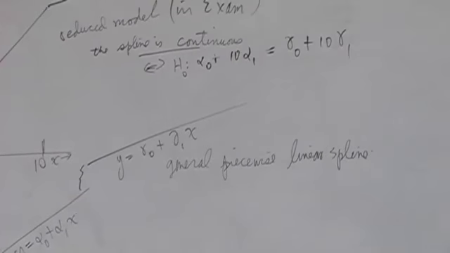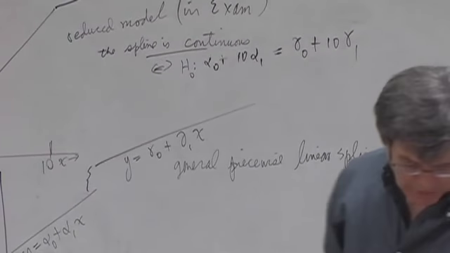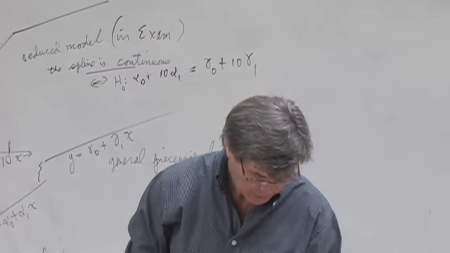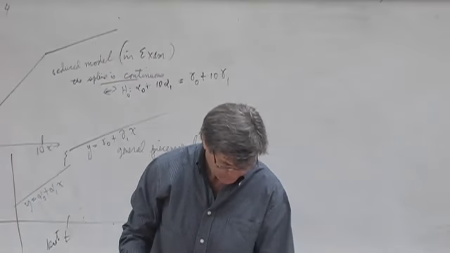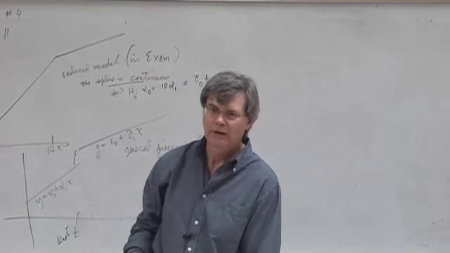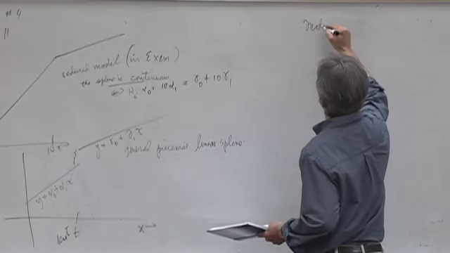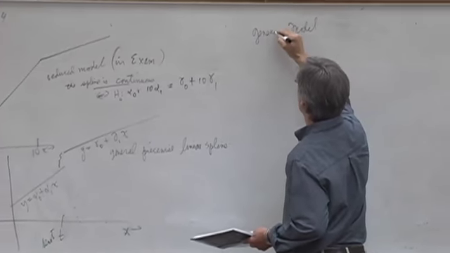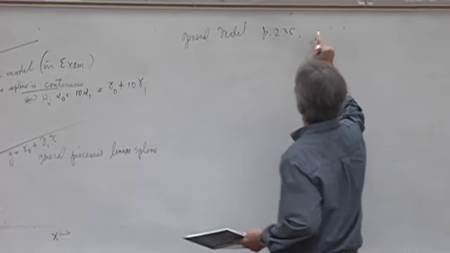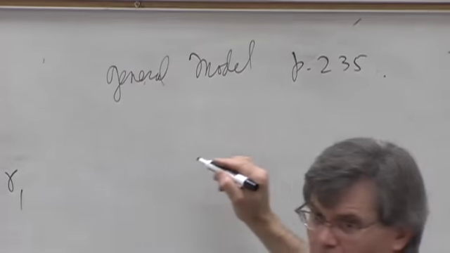Okay. So how do you model this thing then? How do you model the general linear spline? They show you on page 235 in chapter 7. The general model, page 235, chapter 7. Okay? And I think we did this last time when we talked about splines.